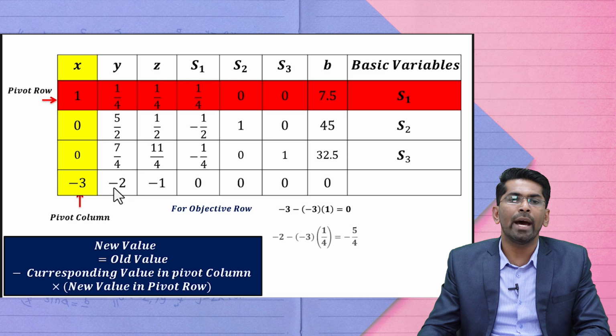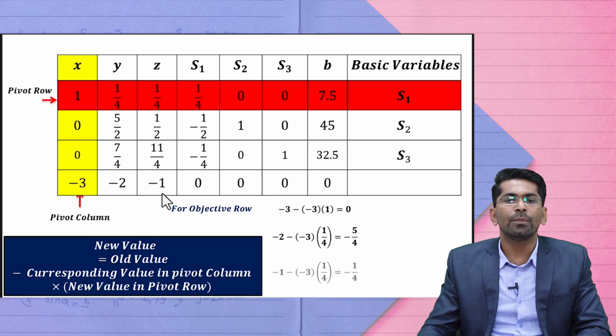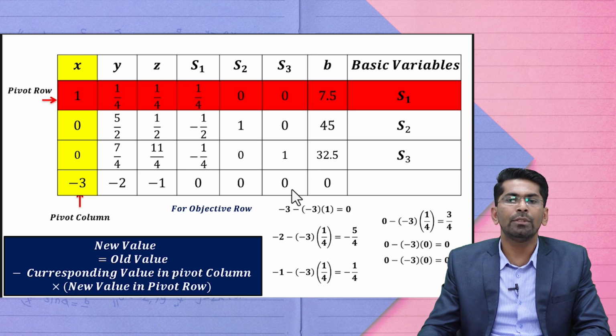Then the second one, that is minus 2 minus minus 3 into 1 by 4, which is equal to minus 5 by 4. Then the third one, that is minus 1 minus minus 3 into 1 by 4, which is equal to minus 1 by 4. Then 0 minus minus 3 into 1 by 4, which is equal to 3 by 4. Then 0 minus minus 3 into 0, which is equal to 0. Then we have 0 minus 3 into 0 again, which is equal to 0. And the last one, which is equal to 0 minus minus 3 into 7.5, which is equal to 22.5.